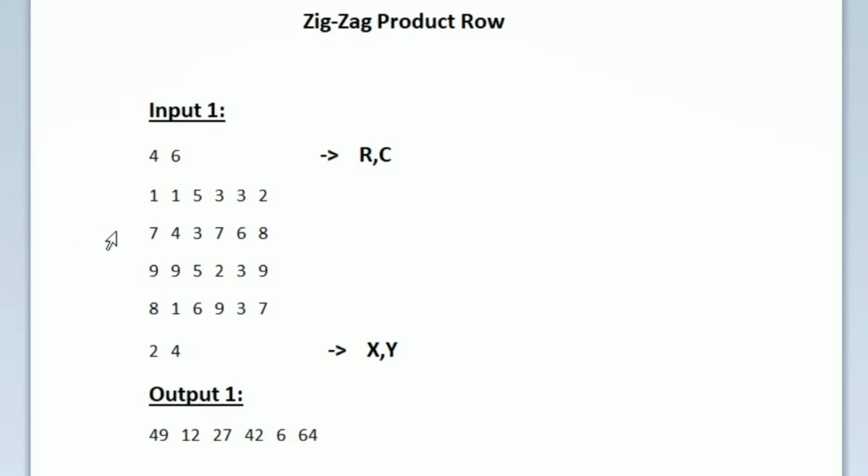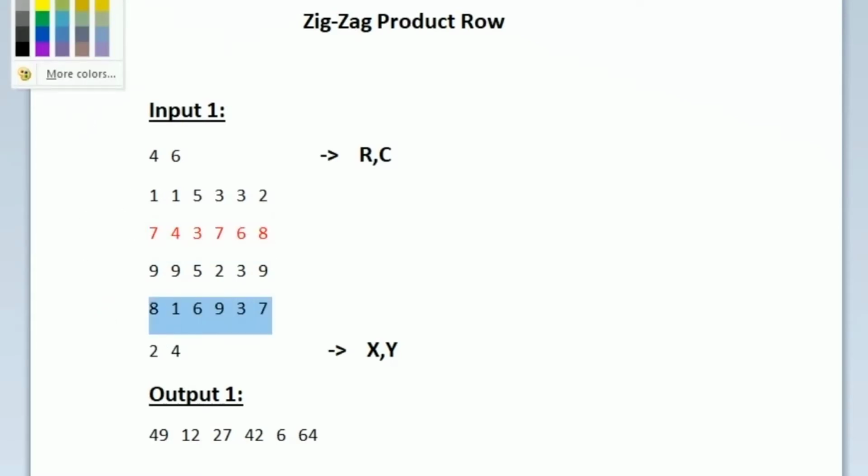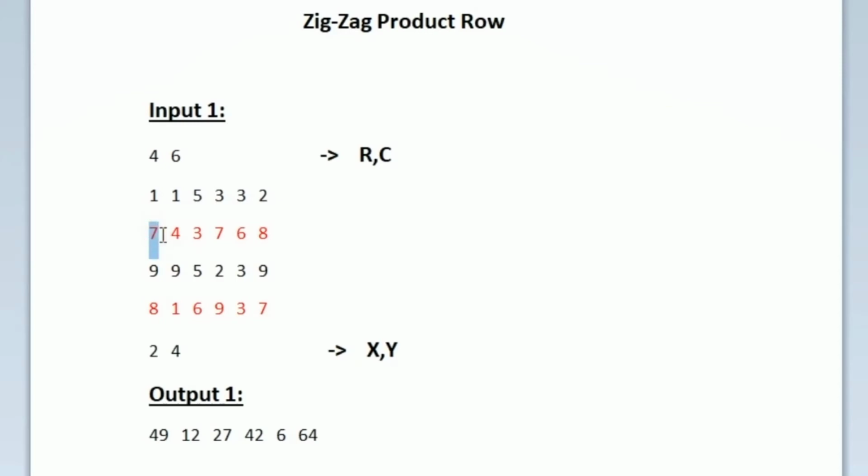So we have to multiply the second row and fourth row. This is the second row and this is the fourth row. Now our task is to multiply both of these rows in a zigzag fashion. So what we have to do is take the first integer in the xth row and multiply it with the last integer of the yth row. The first integer in the xth row is 7 and the last integer in the yth row is also 7. So we have to multiply both of these values.